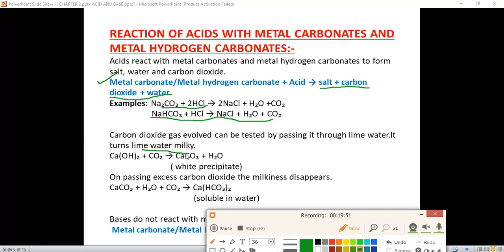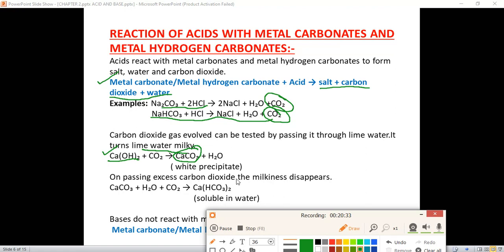It turns lime water milky. The carbon dioxide gas released in this reaction can be tested by passing it through lime water. When we pass carbon dioxide gas through lime water, the lime water turns milky. This is the test for carbon dioxide gas. We can understand this through a reaction. This is calcium hydroxide, lime water, slaked lime: Ca(OH)2 plus CO2. When we pass carbon dioxide through lime water, we get calcium carbonate, a white precipitate, meaning the lime water turns milky, plus water, H2O.